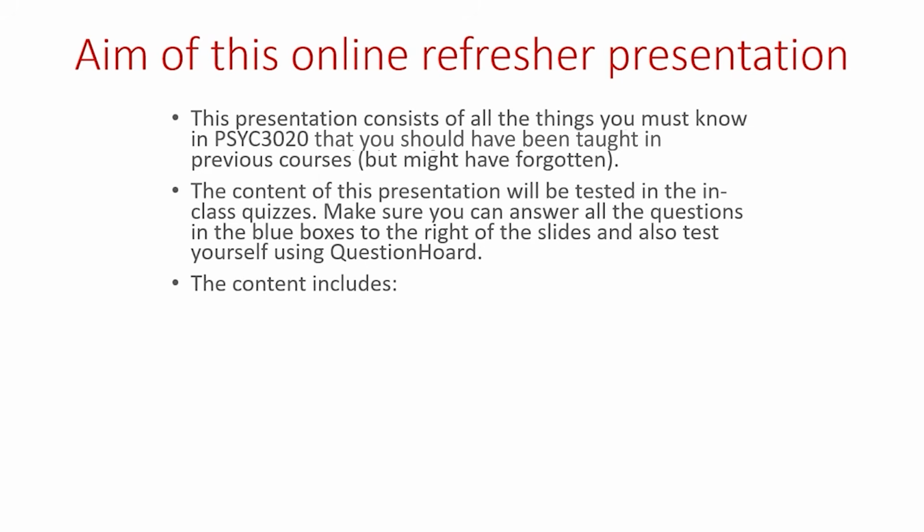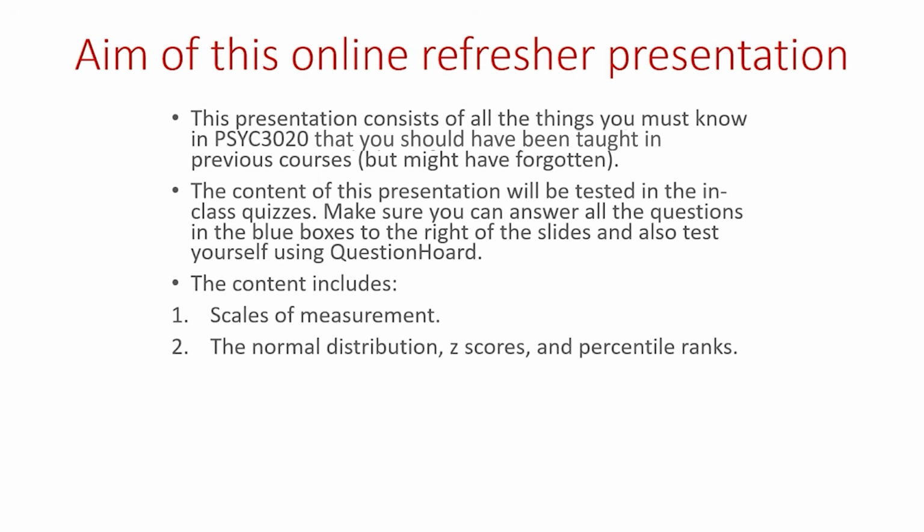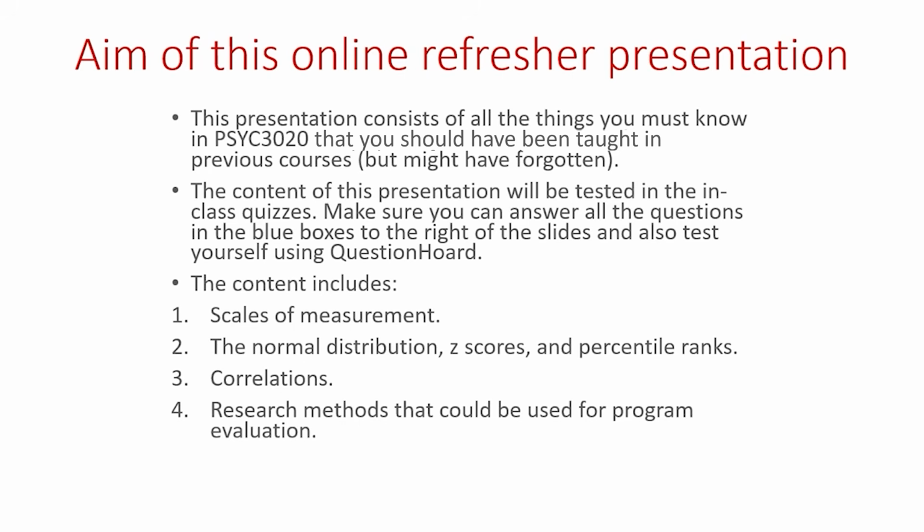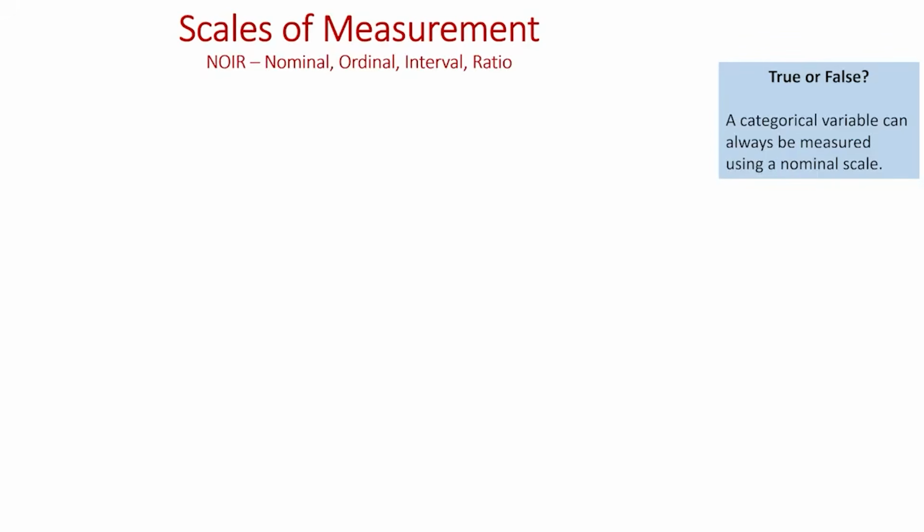The content of this presentation includes number 1, scales of measurement, 2, the normal distribution, z-scores and percentile ranks, 3, correlations, 4, research methods that could be used for program evaluation, and 5, APA 7th edition format. So, scales of measurement. There are 4 scales of measurement: nominal, ordinal, interval, ratio, or NOIR.